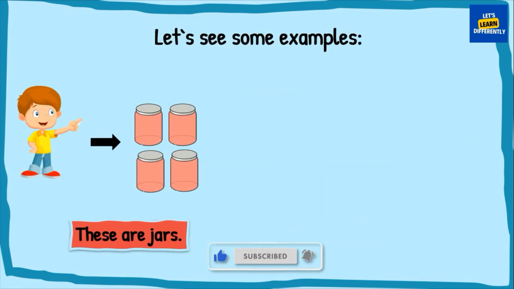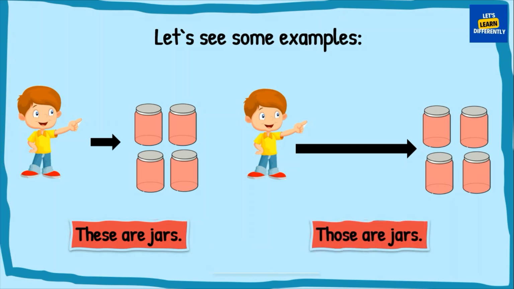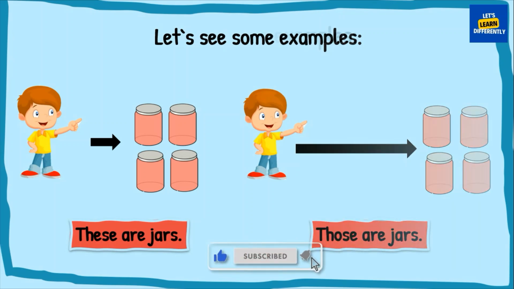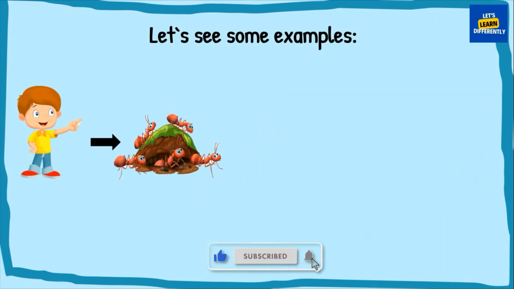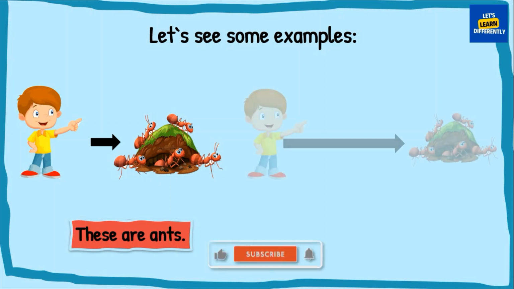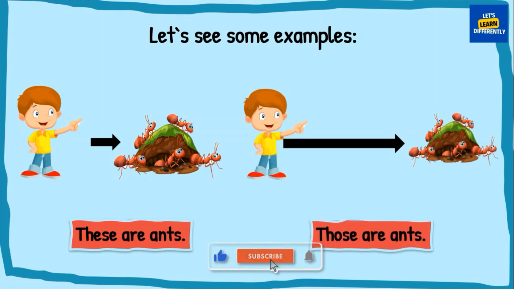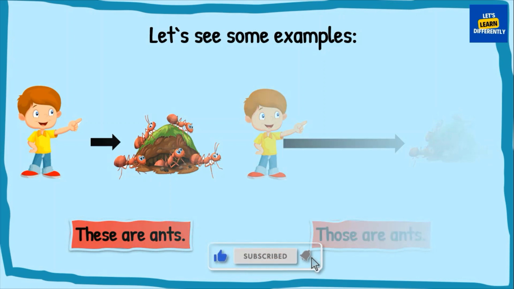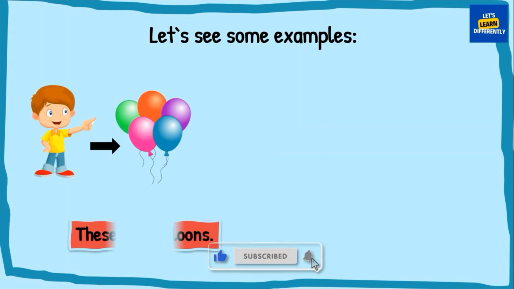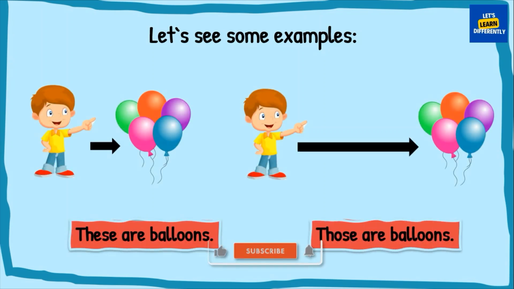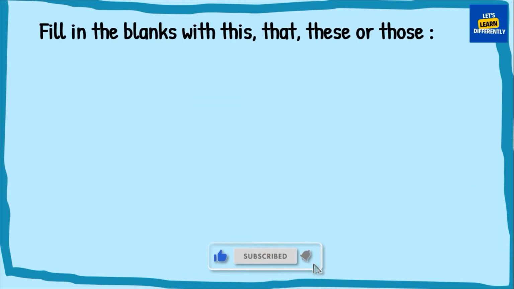These are jars. Those are jars. These are ants. Those are ants. These are balloons. Those are balloons. Now let's do some more examples.